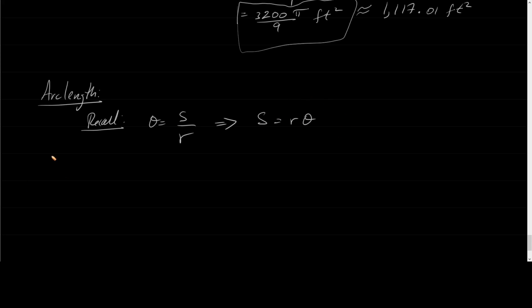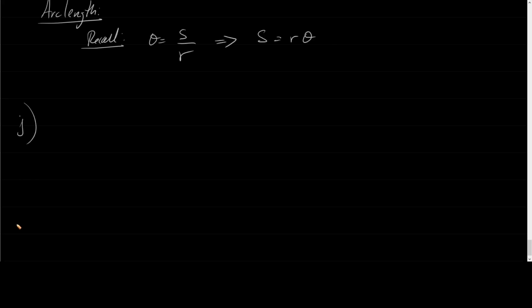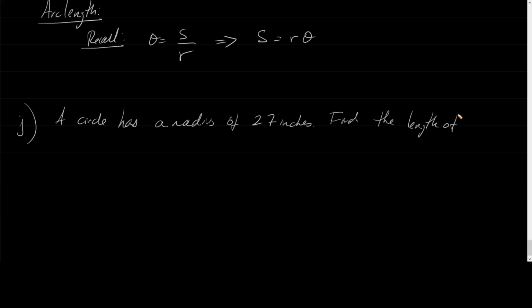So let's do an example. So that was example I. So we're at example J now. A circle has a radius of 27 inches. Find the length of the arc intercepted by a central angle of 160 degrees.